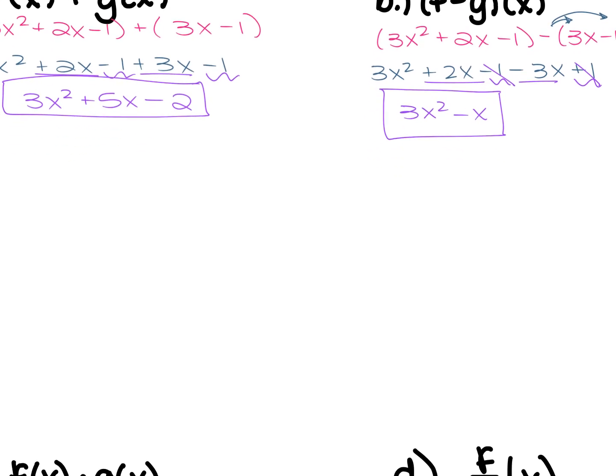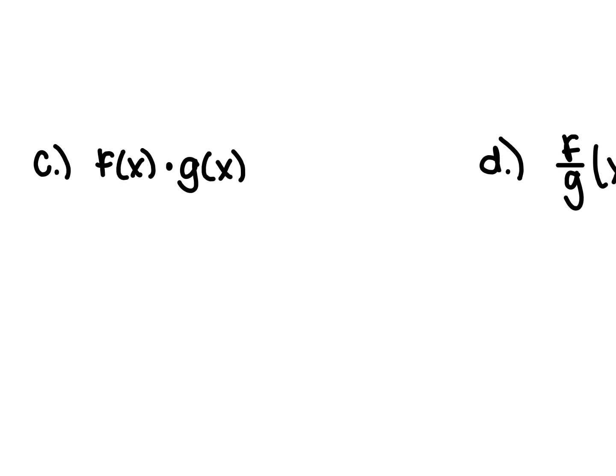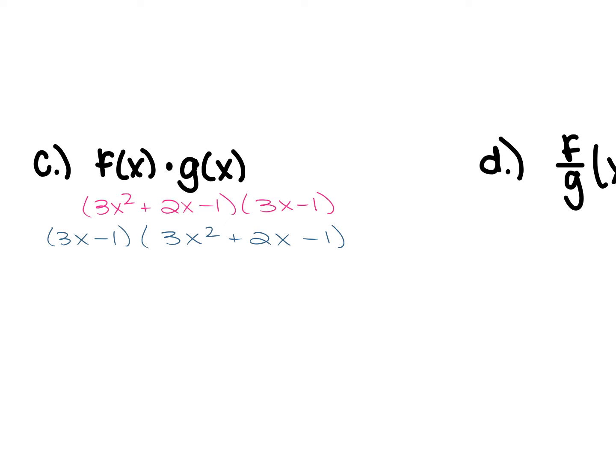If we look at our next example, we have f of x times g of x. So we're going to take f of x, which we said is the 3x squared plus 2x minus 1, and multiply it with the 3x minus 1. I don't like the way these are organized, so I'm just going to rewrite it to where that 3x minus 1 is in front. And then I'm just going to distribute the 3x in, then distribute the negative 1 in.